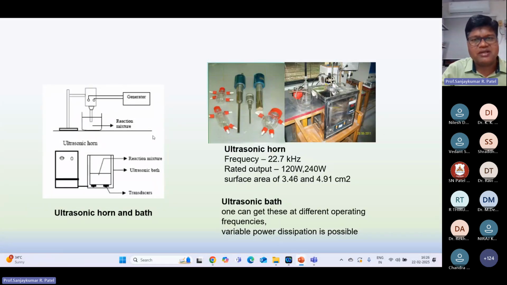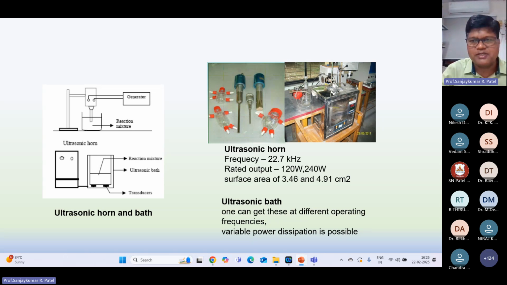Basically these sounds are applied through the probe, or there are baths. Okay, so two mechanisms are available to us: the ultrasonic bath and the ultrasonic horn. And the bath you can see in the picture.